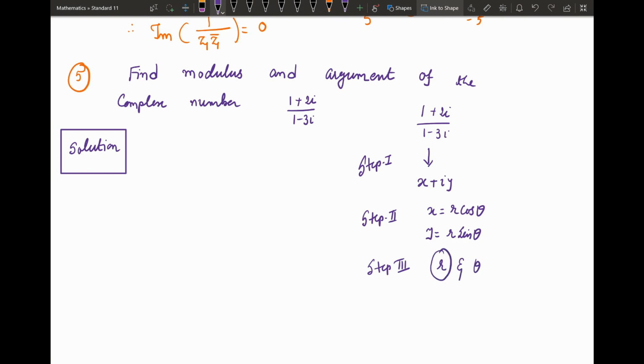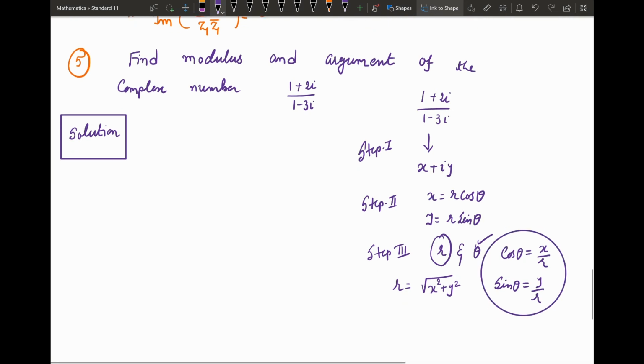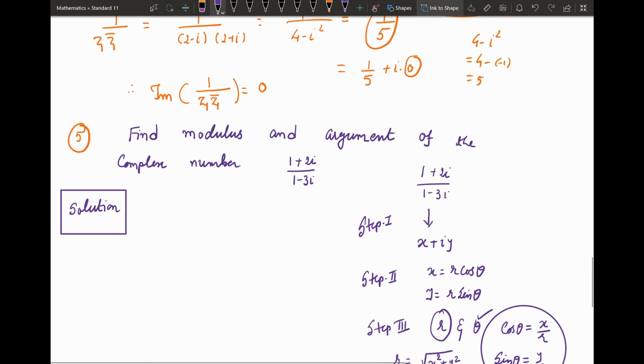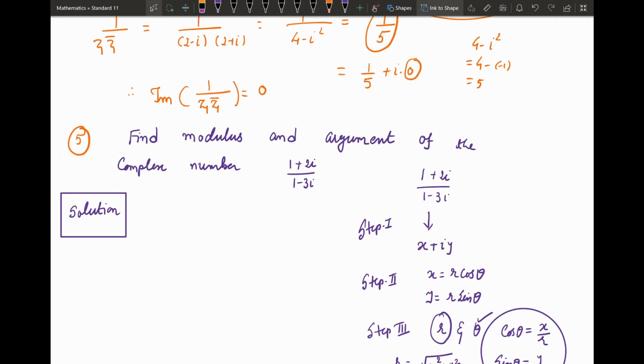r will be the modulus, which is given by under root x square plus y square, and theta is found by solving cos theta equal to x by r and sin theta equal to y by r, for theta belonging to the interval minus pi to pi. That will be the principal value of the argument.